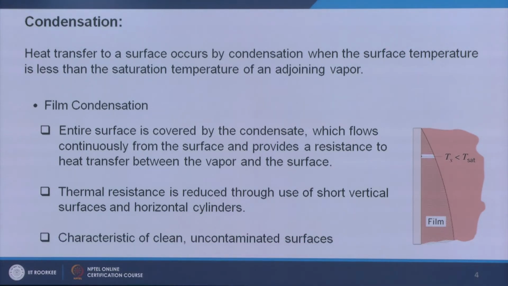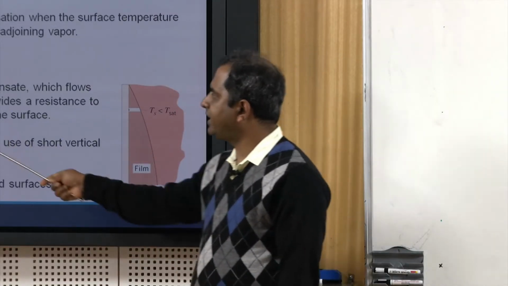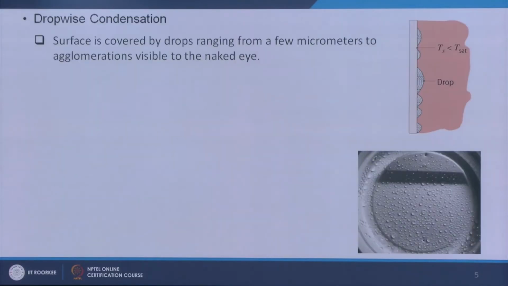Then, a characteristic of a clean and uncontaminated surface: in this case, dropwise condensation will be absent, and we can find that the majority of the surface is covered by film, and we have film condensation. Next, the other mode, dropwise condensation.